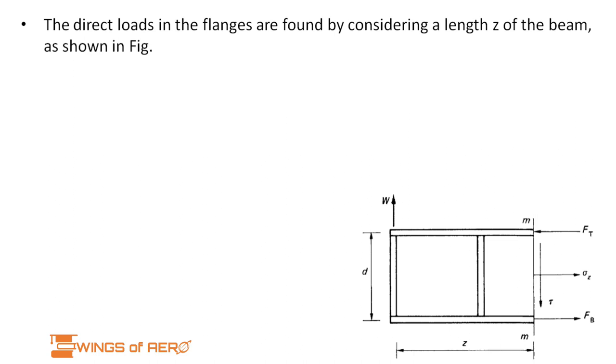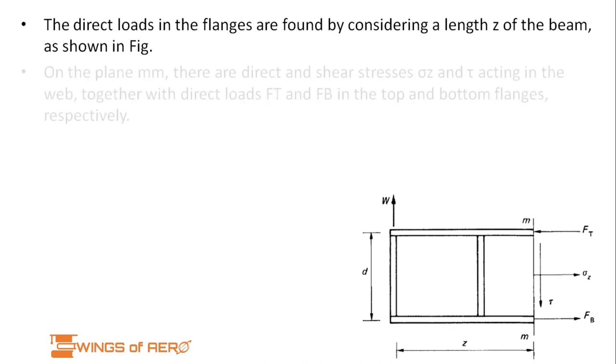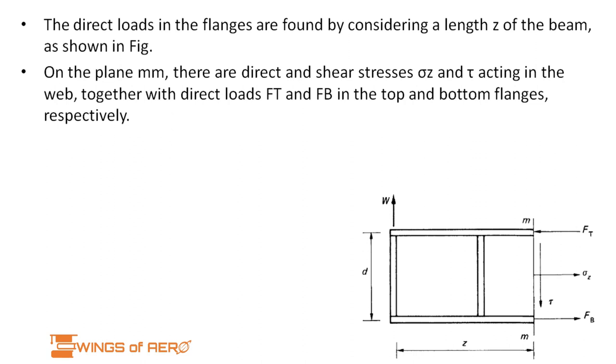The direct loads in the flanges are found by considering the length of the beam as Z, as shown in the figure. On the plane MM, the direct and shear stresses sigma Z and tau act on the web, together with the direct loads FT and FB in the top and bottom flanges respectively, as shown in the figure.